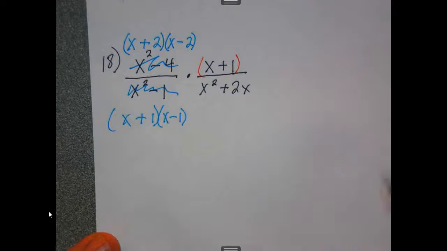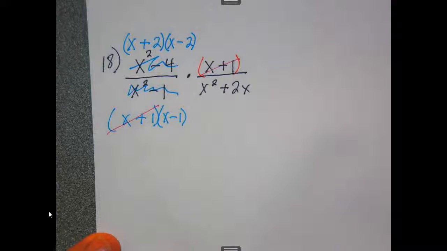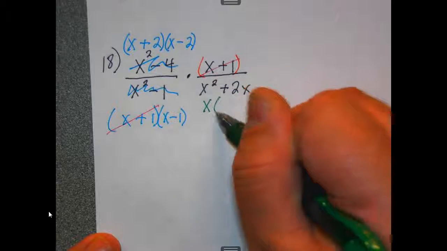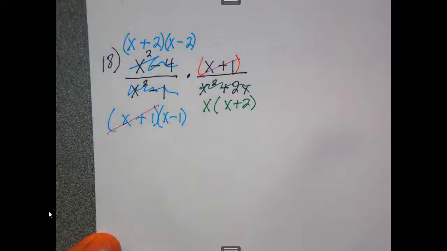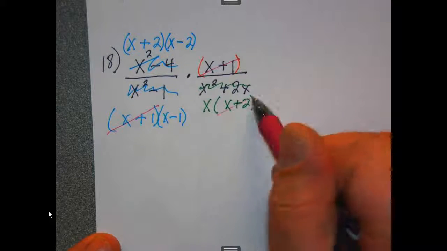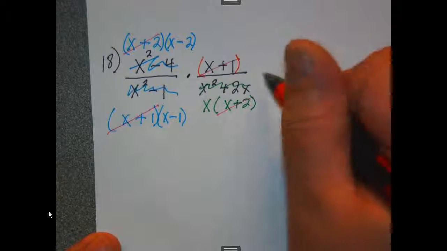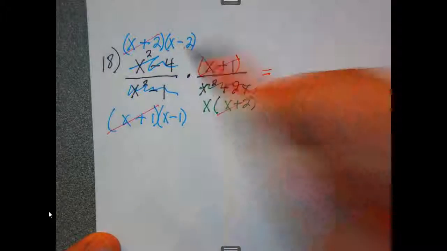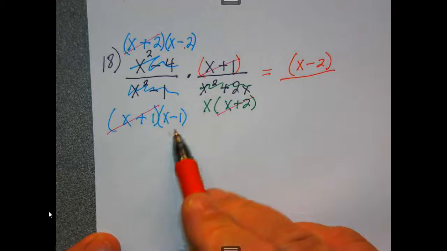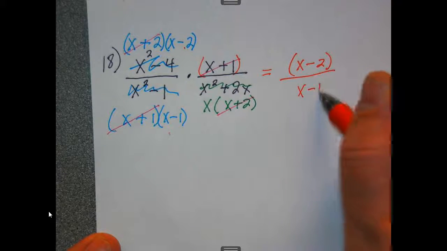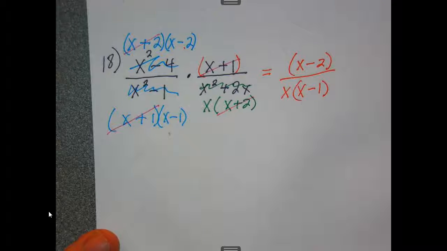Okay, we can cross out the x plus 1s. Oh, we can factor out an x here, x plus 2. So we can cancel out the x plus 2s. So I get x minus 2 over x minus 1 times x. Yep, that's it.